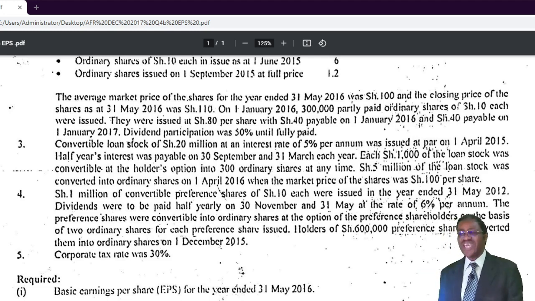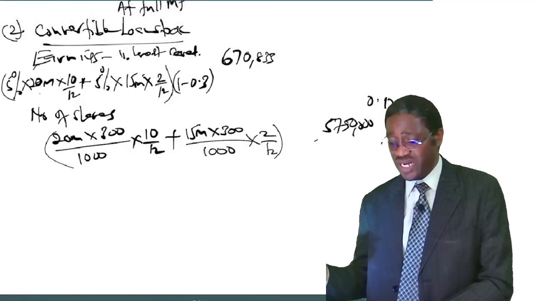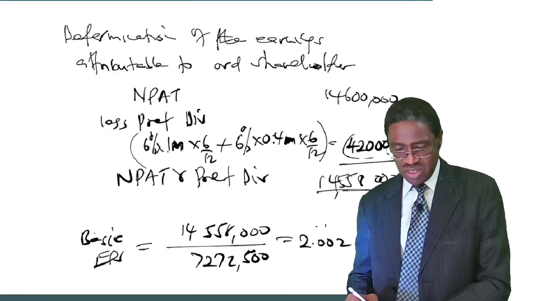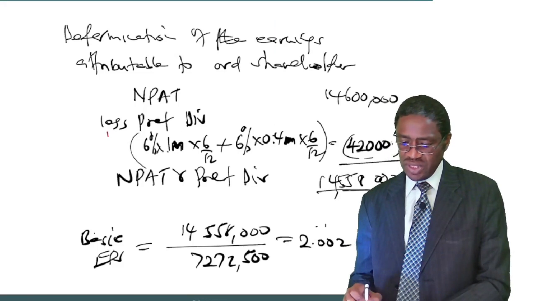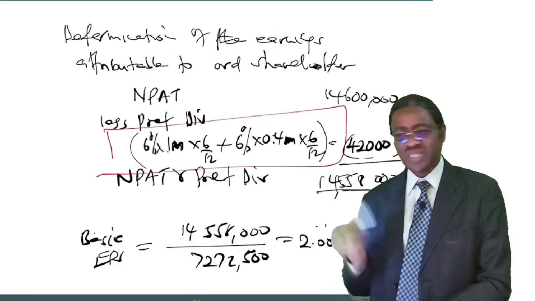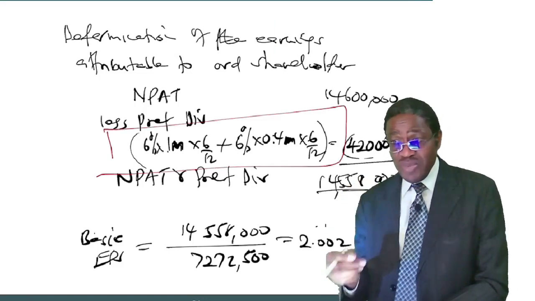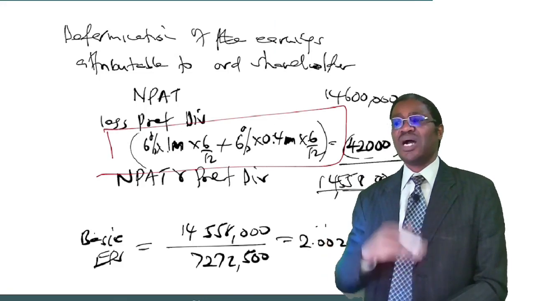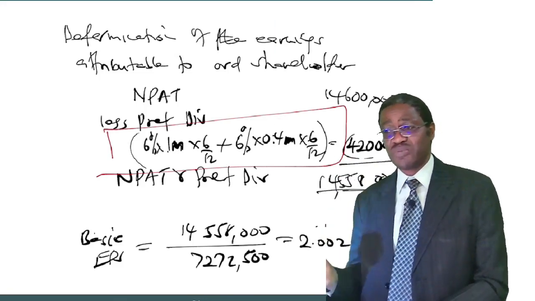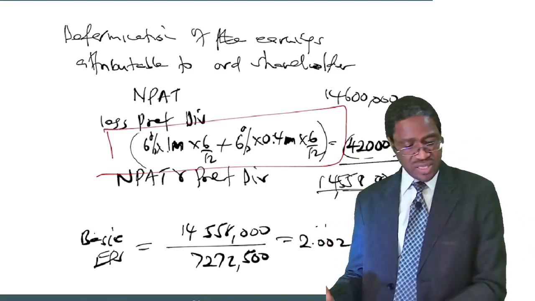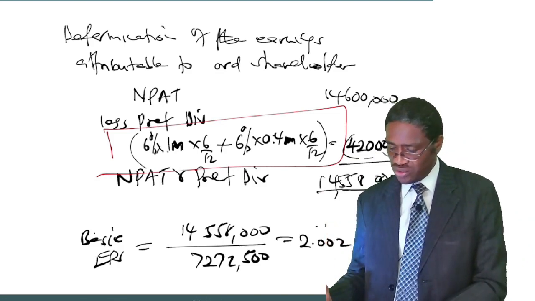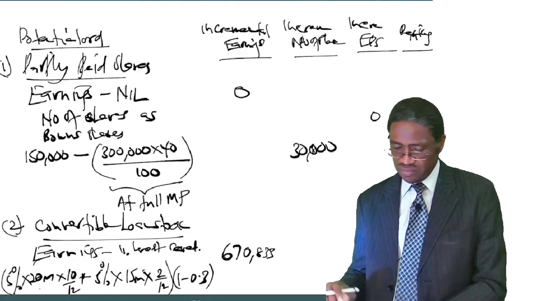So what would be the incremental earnings? It's the same working we did when we were computing the earnings here. Because on 1 million we paid for 6 months and on another 400 we paid for another 6 months, which came to 42,000. That's becoming our incremental.